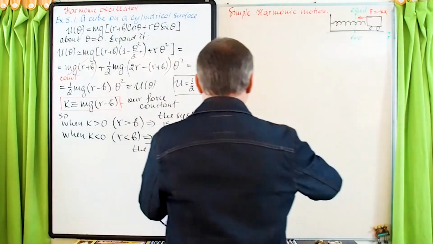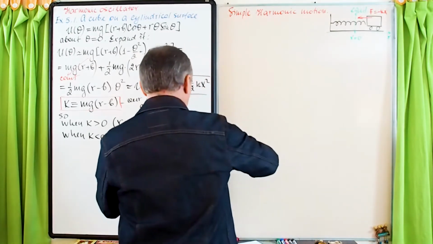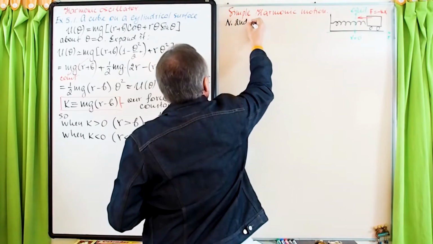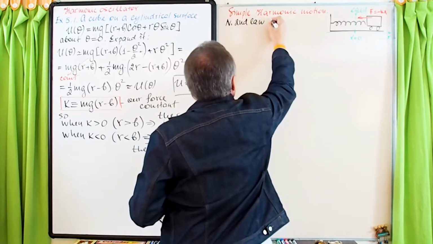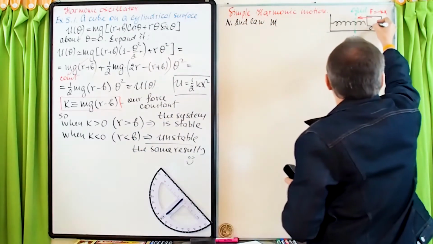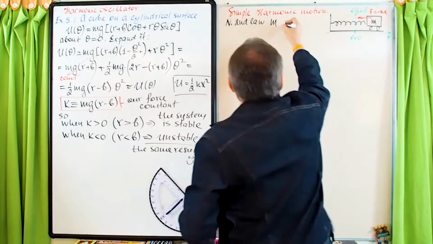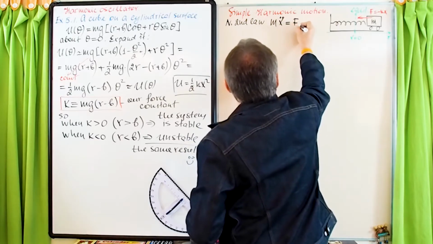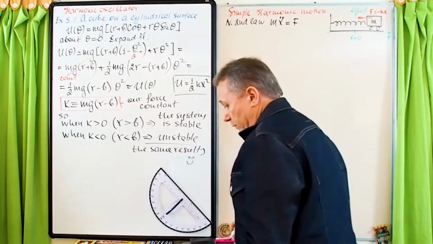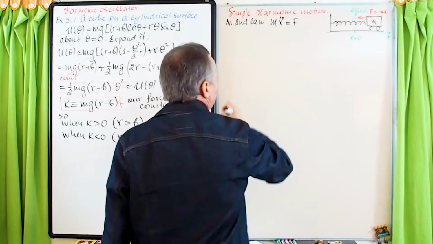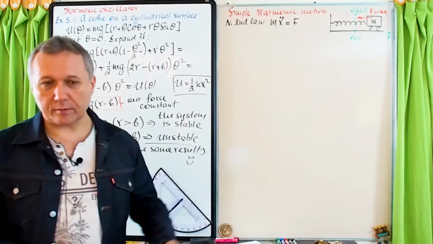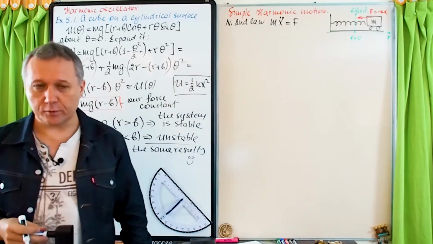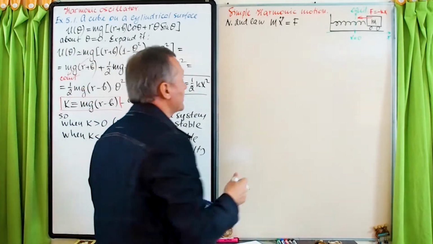Okay, so m, mass, x double dot, one-dimensional system, equals the net force acting on the system. Of course, in this case, only one force. But again, when we start making the system more and more complicated, we will start adding additional forces to the right side of the equation.